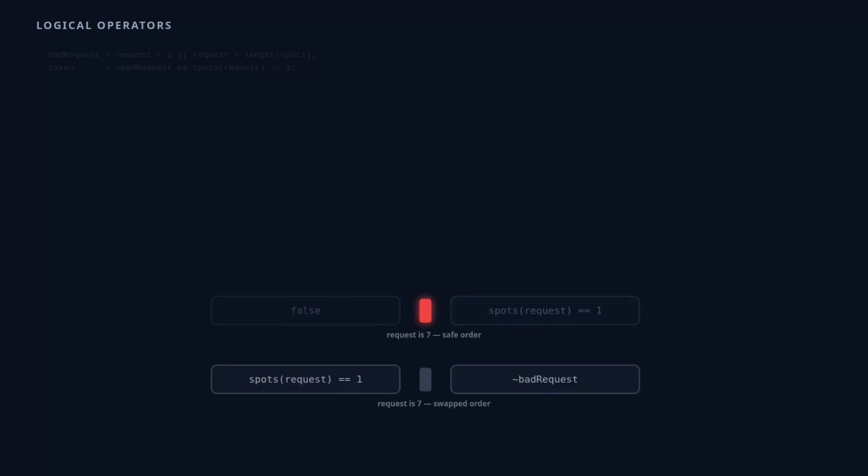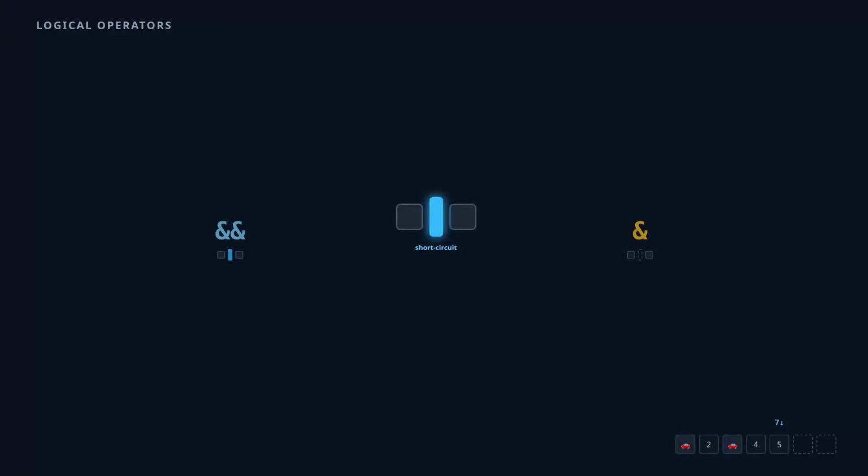And one more thing. Order matters. Short-circuiting only protects what's to the right of it, so the check that keeps you safe has to come first. So remember, double ampersand and double pipe stop as soon as the answer is settled. That's not a speed trick. That's what makes a guard a guard.